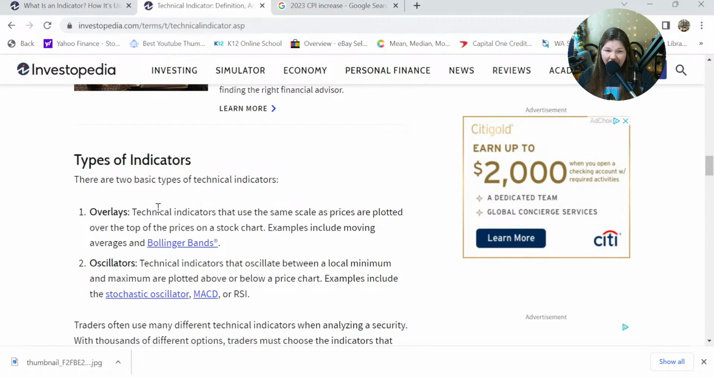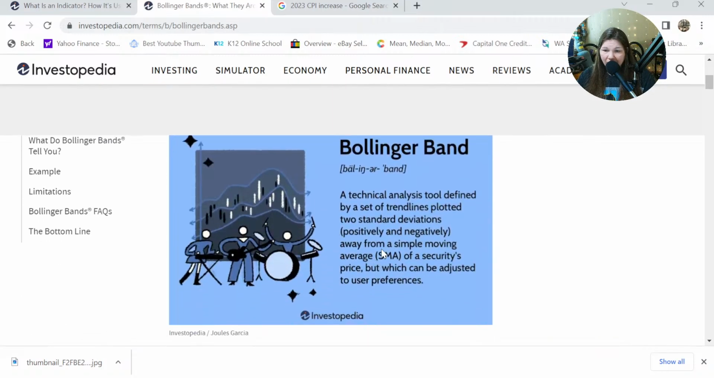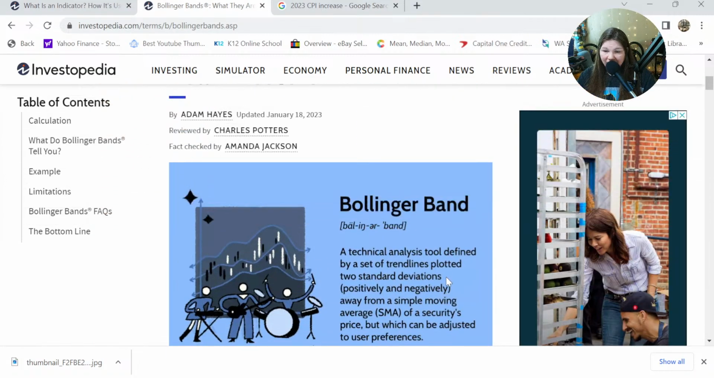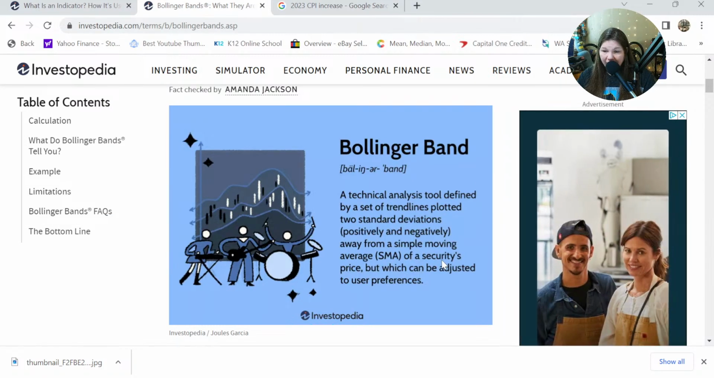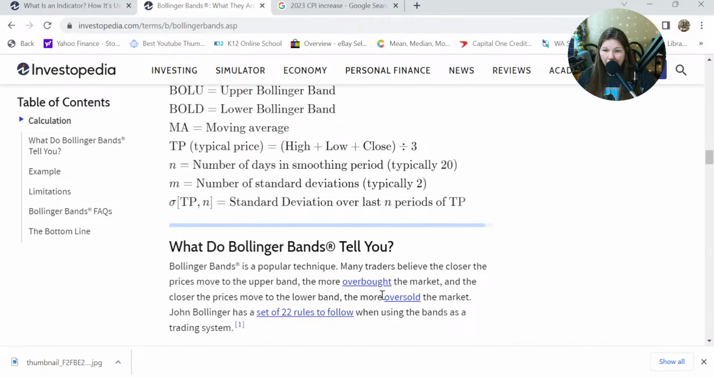So there are two types of indicators. Overlays, technical indicators that use the same scale as prices, are plotted over the top of the prices on a stock chart. Examples include moving averages and Bollinger Bands. And Bollinger Bands, guys, are a technical analysis tool defined by a set of trend lines plotted two standard deviations, positive and negative, away from a simple moving average of a security's price, but which can be adjusted to user preference. So let's see if they give us an example of Bollinger Bands.